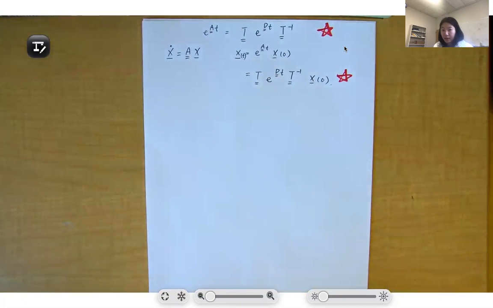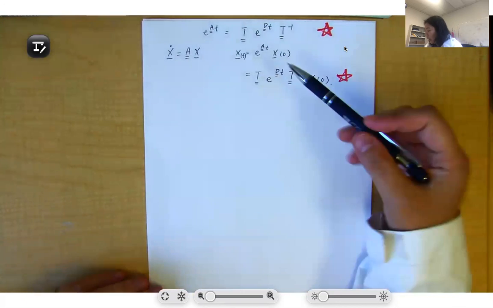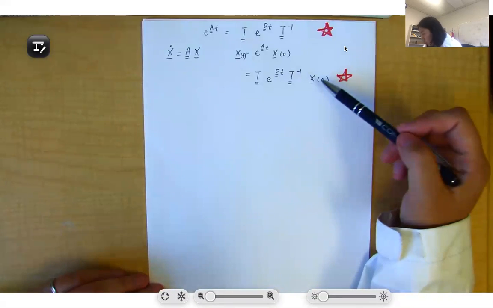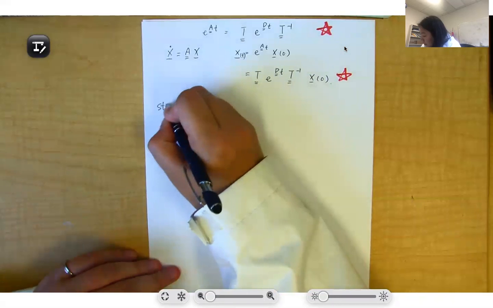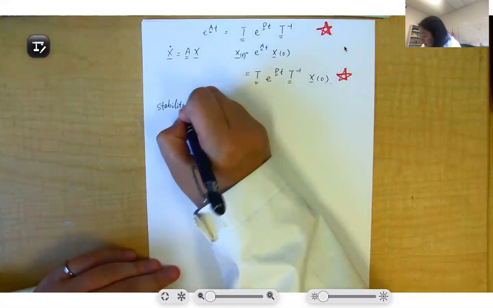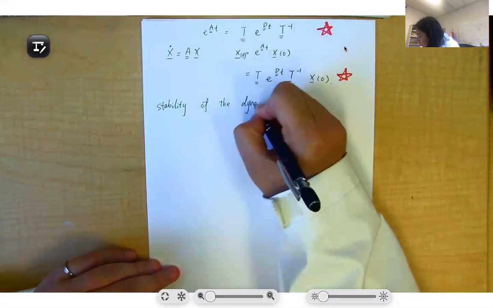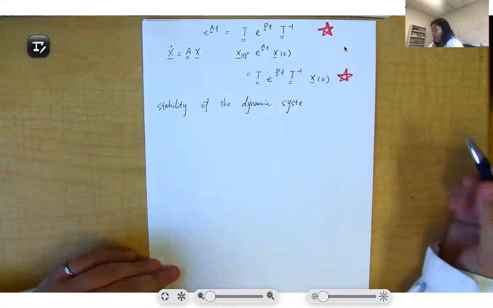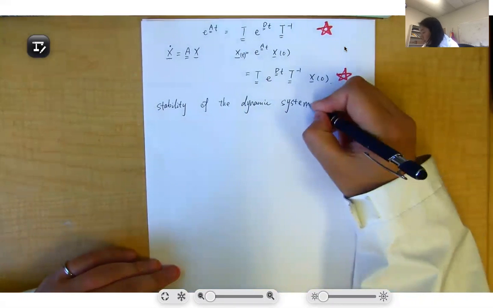And this tells us that for the system solution, you can just use eigenvalues and eigenvectors to construct it with some initial value conditions. And next, the stability of the dynamic system. The stability of the dynamic system is very important for ordinary differential equations.